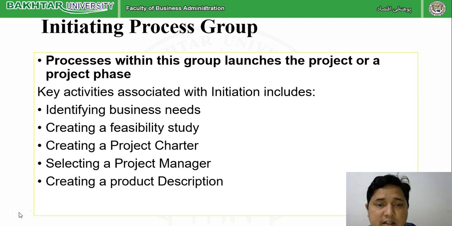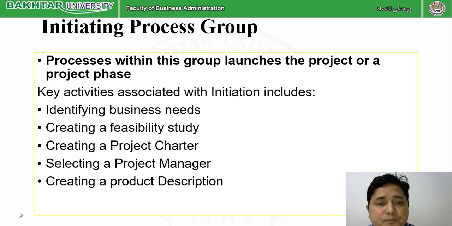What is your need? This need can be a very small need where we require a small project, or it can be a big need where we require a big project, or more than one project also. So identifying business need is part of the initiating process group. Then creating a feasibility study.